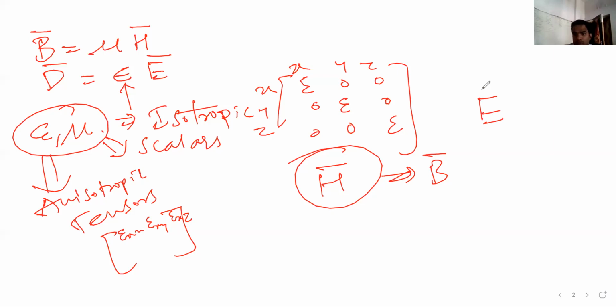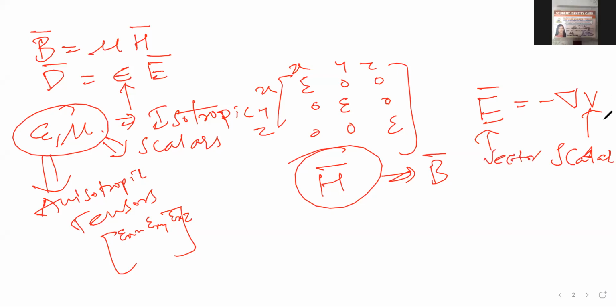E bar is the negative gradient of the potential. Potential is a scalar, and this is a vector. So what we do is, for different charge configurations, we calculate V, because calculating V is easy. Why? Because this is a scalar, and scalar addition is easy.